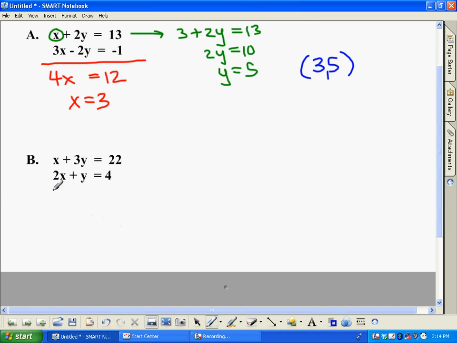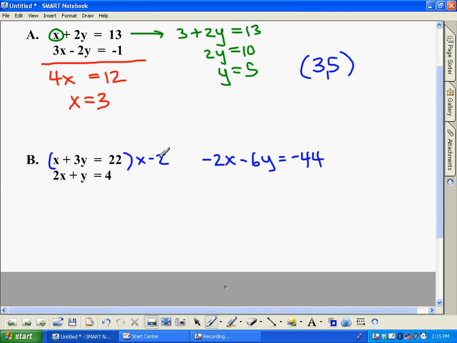So this is what you do. You can decide, do I want to get rid of my x's or my y's? The choice is yours. I'm going to choose to get rid of the x's in this case. So if this is 2x, wouldn't it be nice if this was not 2x but negative 2x? The answer is, of course, it would be nice. So you can take this entire equation and multiply by negative 2. What is negative 2 times x? That's negative 2x. And what is negative 2 times 3y? That would be negative 6y. And negative 2 times 22 would be negative 44.